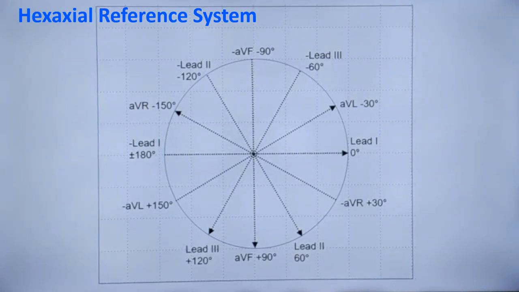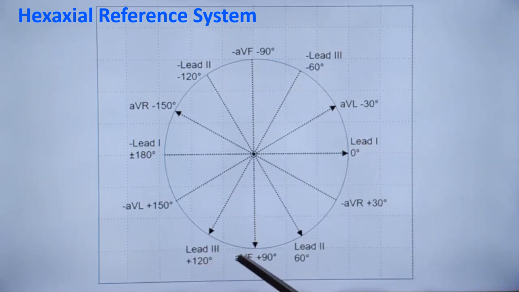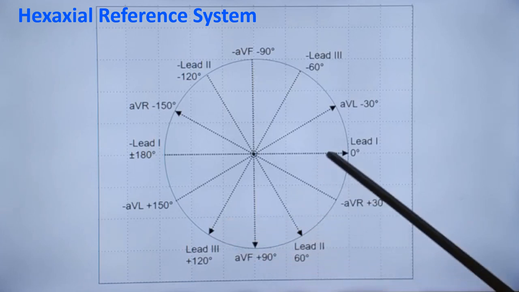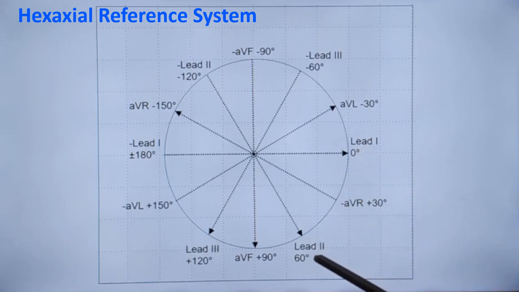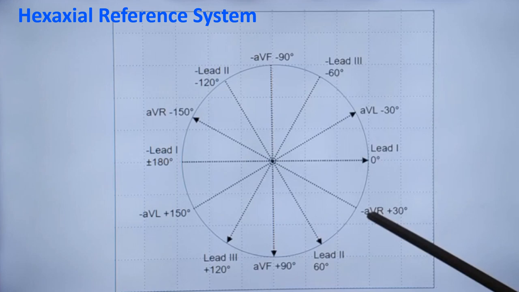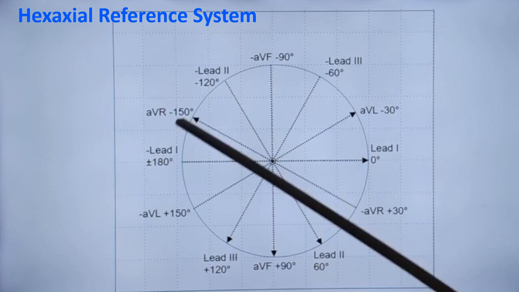From that highly simplified determination of QRS axis, we move on to a more accurate determination using this hexaxial reference system, in which each lead has an axis given. This is the positive of lead 1 and this is lead 2, AVF 90 degrees, lead 3 120 degrees. In case of AVR, as all the complexes are inverted, if AVR is negative, it is plus 30, and if AVR is positive, then it becomes minus 150.